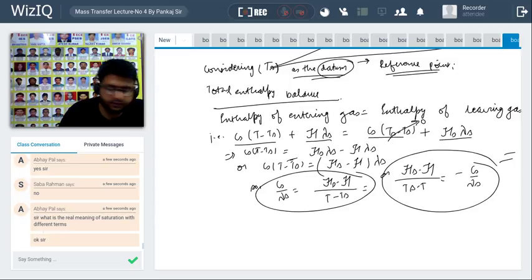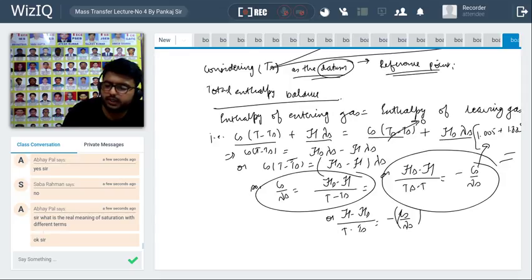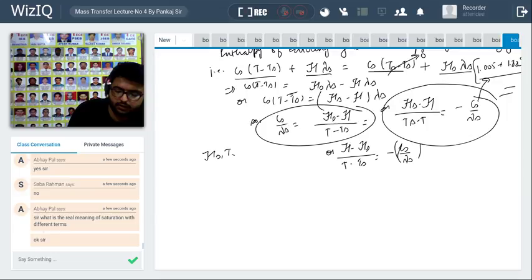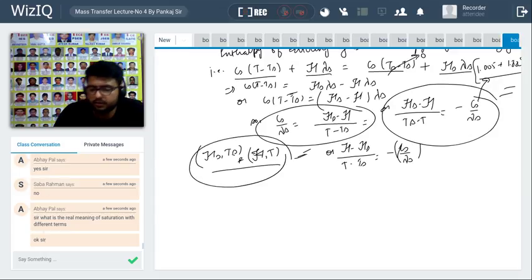Okay, or you can write H minus Hs upon T minus Ts is equal to minus Cs upon lambda S. Okay, so the value of Cs is equal to 1.005 plus 1.88 into H. So this is the equation of the adiabatic saturation curve passing through Hs, Ts and H, T. Okay, so this is the characteristic equation line for an adiabatic saturation curve.